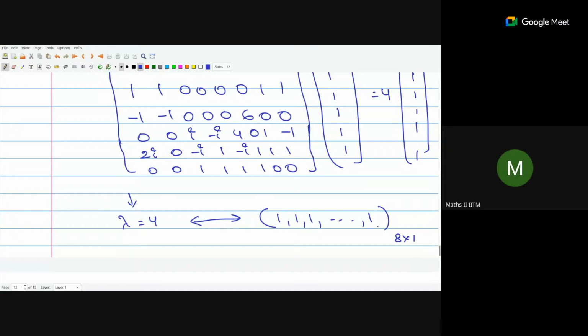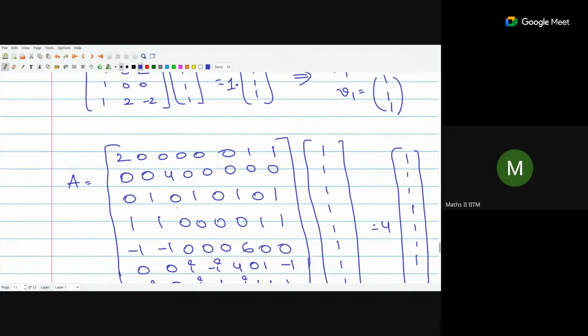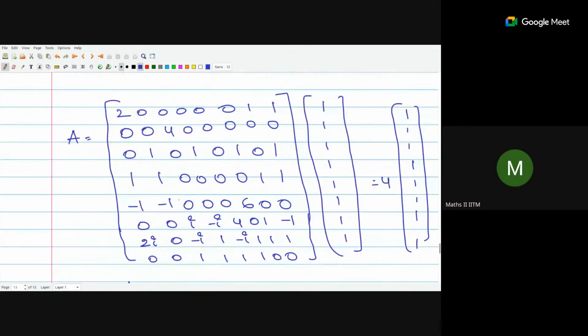So were you able to get this? It is not complex, it looks very trivial, but you just need some practice on these things, that's it.